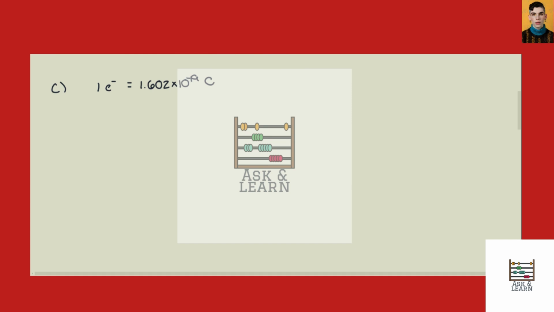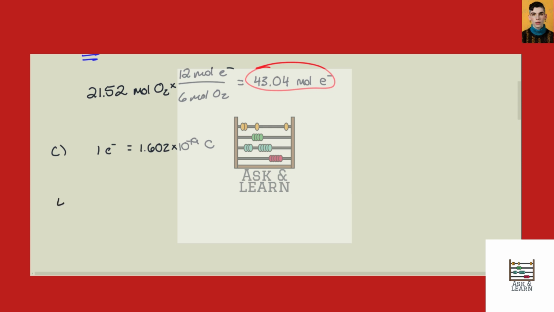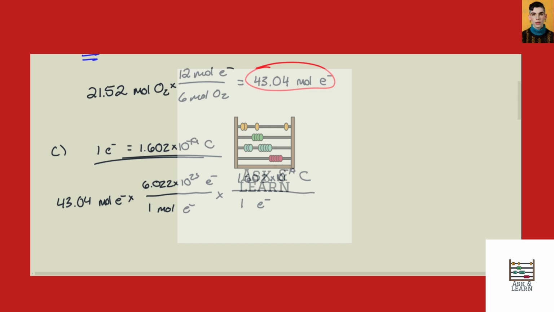Part C asks us to find the current that travels through the body based off of the amount of electrons that we found in part B. So this is more dimensional analysis, 43.04 moles of electrons times, we have 6.022 times 10 to the 23rd electrons per mole, right? You should definitely know that ratio. And then each electron has a coulombic charge of 1.602 times 10 to the negative 19th coulombs. So we write in that ratio, and then what we're left with is 4.152 times 10 to the 6th coulombs.